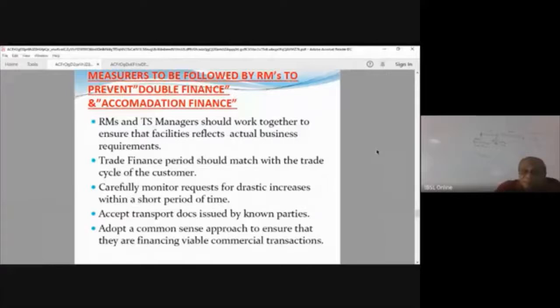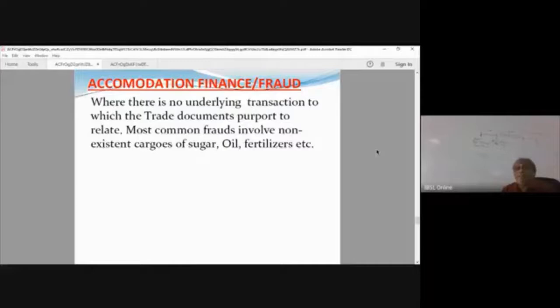Then what do you mean by accommodation finance? Where there is no underlying transaction to which the trade document relates. That was an accommodation finance. A $3 million fraud with no underlying transaction, right? Only the documents were there, no goods involved, nothing. The most common frauds involve non-existent cargoes of sugar, oil, fertilizer, etc. These are high risk.